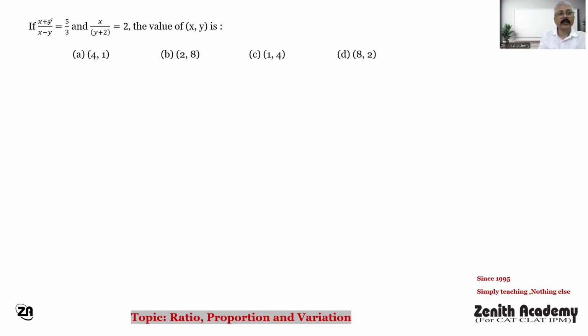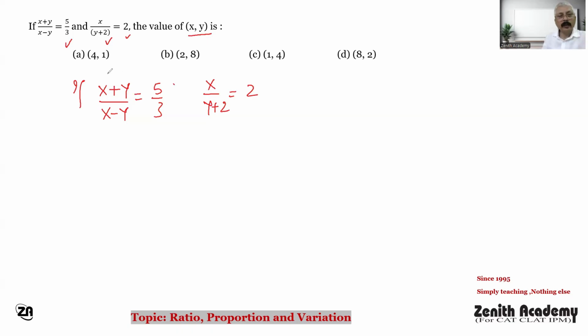In this question, if (x plus y) upon (x minus y) is equal to 5 by 3 and x upon y plus 2 is equal to 2, then find the value of xy. Choices are A, B, C, D. Look here, (x plus y) upon (x minus y) is equal to 5 by 3 and x upon y plus 2 is 2, then find the value of x and y.